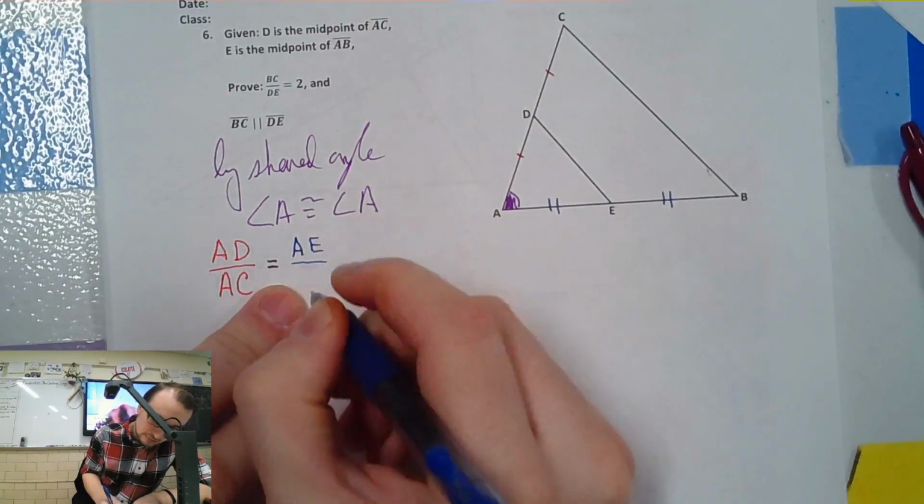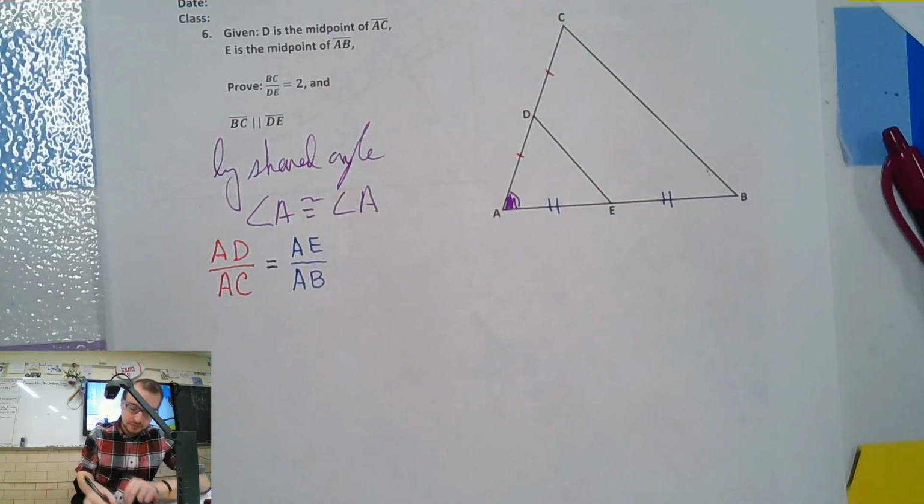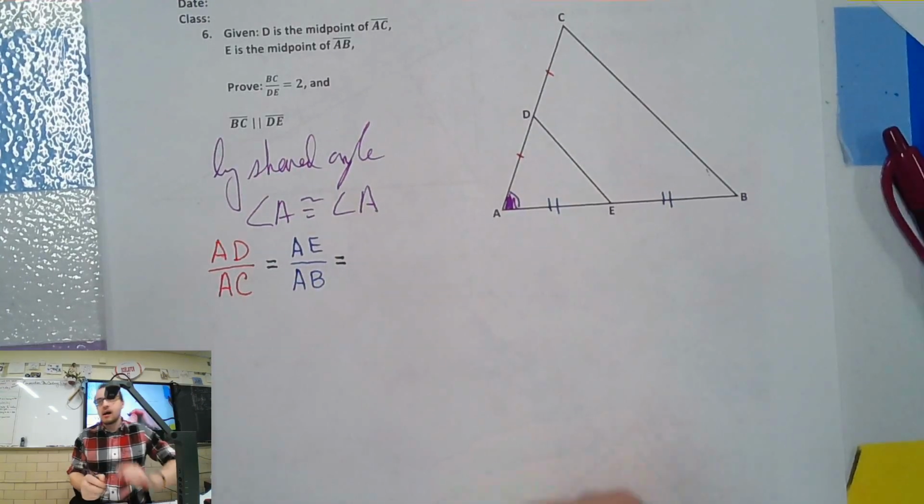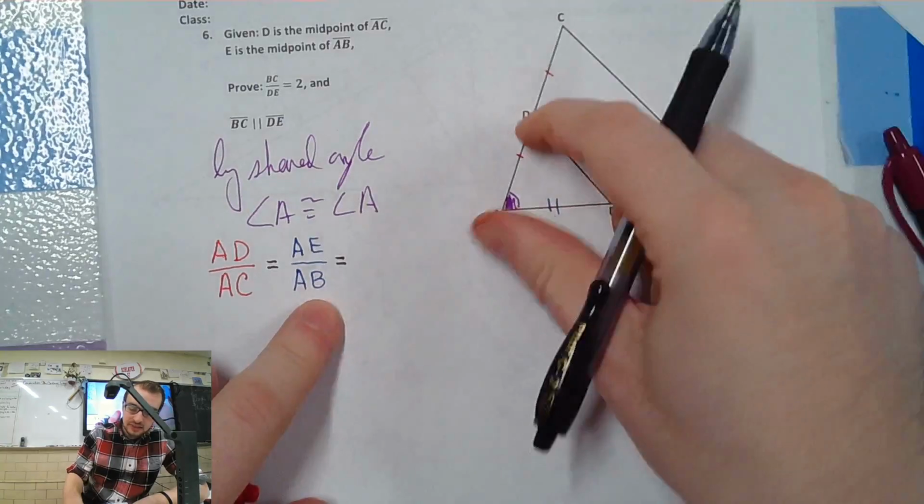Equals AE over AB. I've lost hearing in one of my ears. This is not good. Every day after lunch, whenever I walk up the stairs, my ears ring. All right, kindergarten, I did not ask for your stories. Is it like an ocular migraine? No one cares.